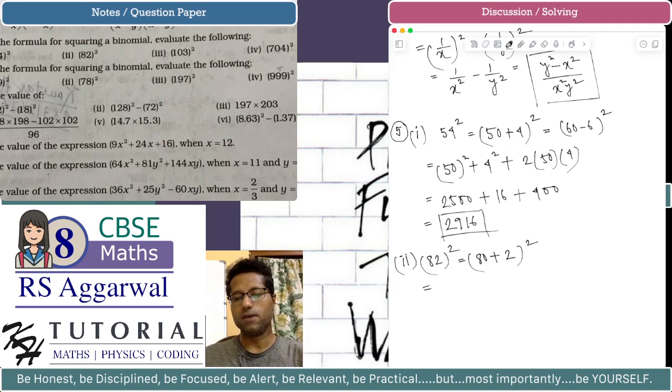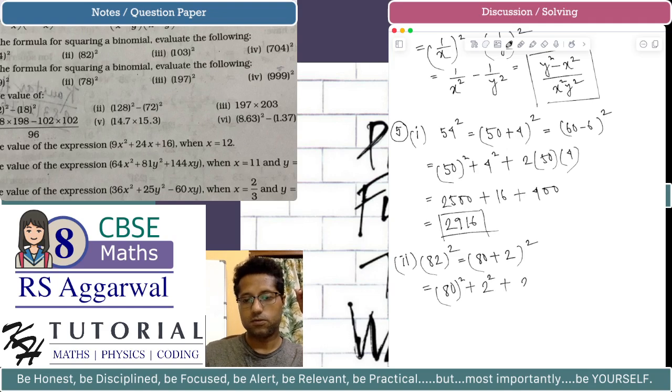So it is of the form a plus b whole square, where a is 80 and b is 2. So this will be equal to a square plus b square plus twice a into b. 80 square is 6400, 2 square is 4, and we have 2 into 80 into 2, that is 320. So this is equal to 6724.